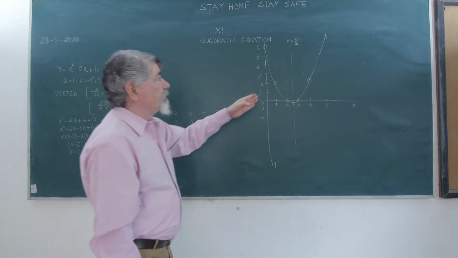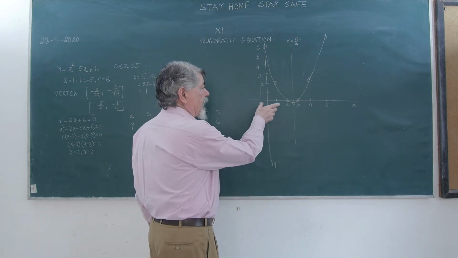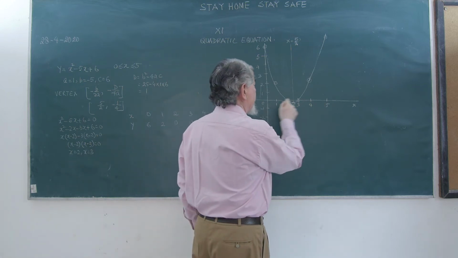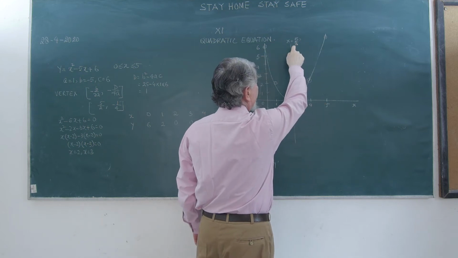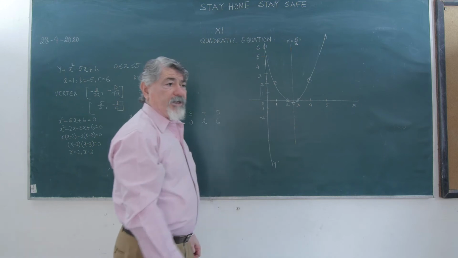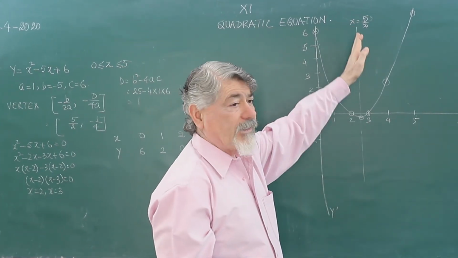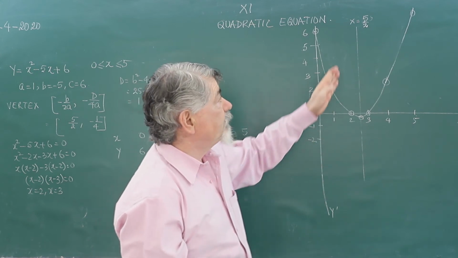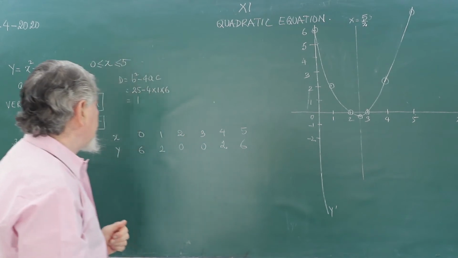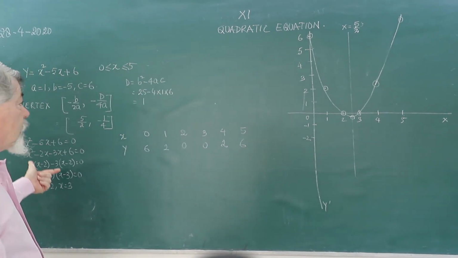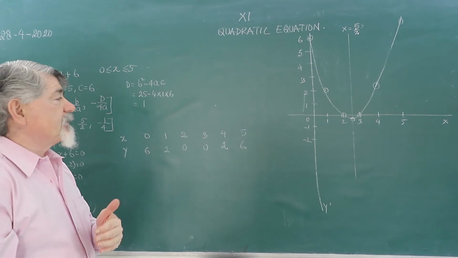So I drew the line of symmetry, x is equal to 5 upon 2, because I knew I had to plot from 0 to 5. So I wrote 1, 2, 3, 4, 5 and 5 by 2, which means 2.5. So I drew a vertical line at x is equal to 2.5, which will give me the line of symmetry of the parabola.